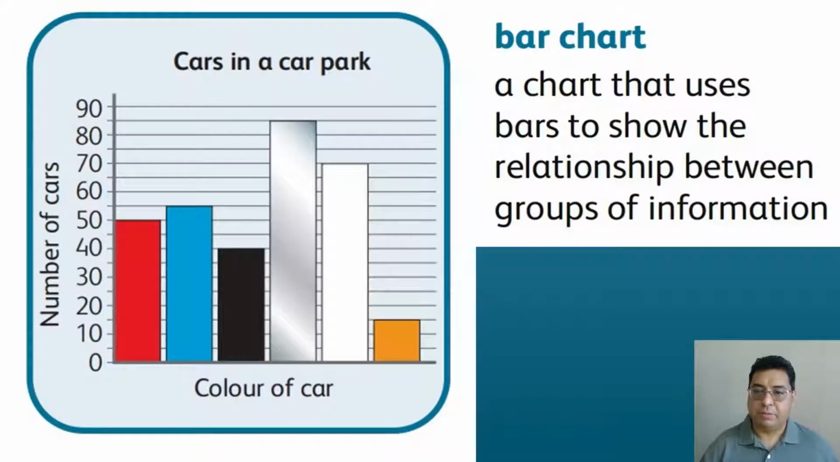So what I'm going to do is read off these vocabulary words to you here and give the definition with an example shown here. So the first word here is bar chart, or bar graph, if you want to call it that too. And this is a chart that uses bars to show the relationship between groups of information.